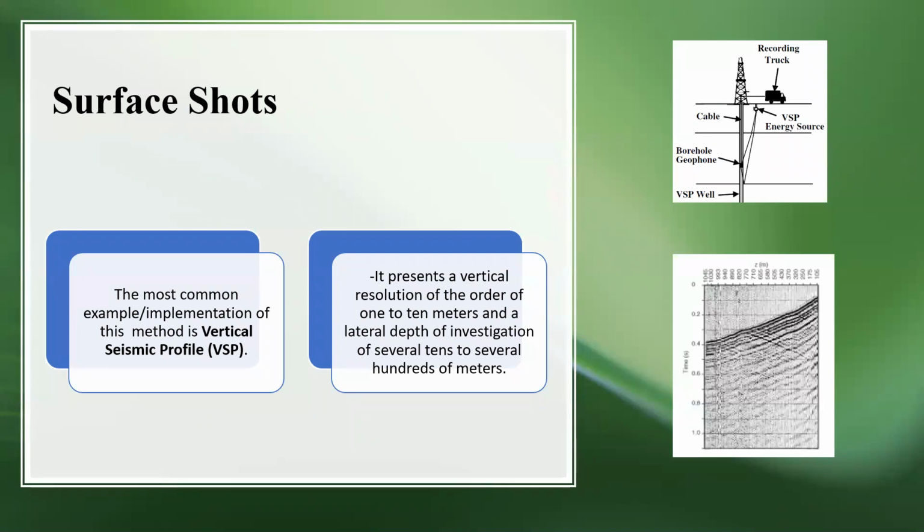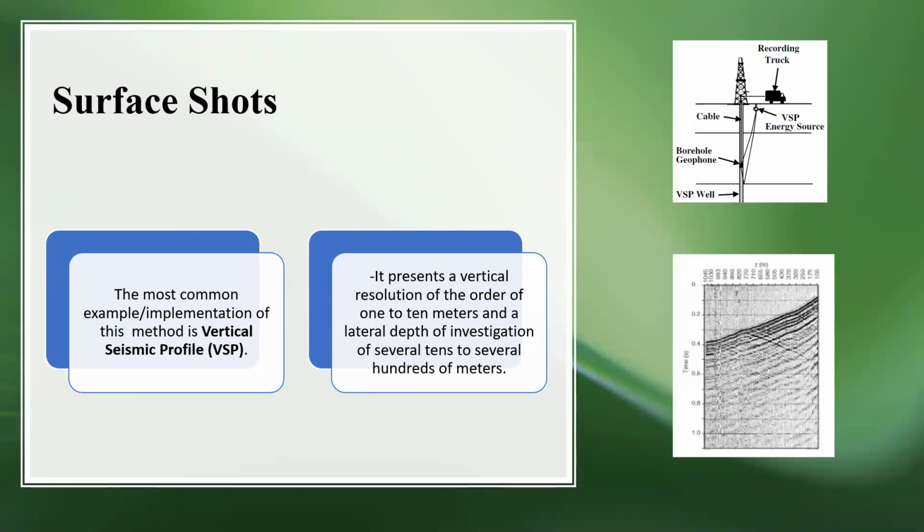I will start with surface shot methods, in which the source is always on the surface while receivers are in the wellbore. Just see the figure here. The most common implementation of this method is vertical seismic profile or VSP. However, another example is check shot survey. Today, I will talk about only the VSP method, and I will also make the comparison between check shot and VSP methods in the upcoming videos.